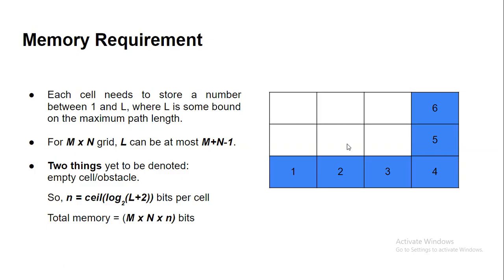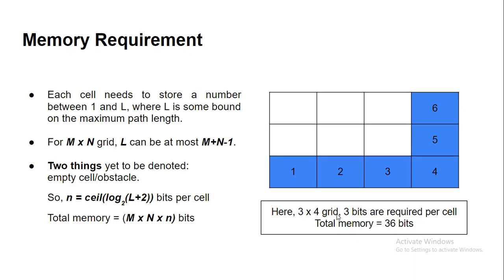In an m by n grid, how many cells do you have in total? We have m into n cells, and per cell needs n bits. So the total number of bits required is m into n into small n. For example, in this 3 into 4 grid, the critical path length is 6, 1, 2, 3, 4, 5, 6, and 2 additional things, cell is empty or cell has obstacle, total 8. So if you put 8 here, the number of bits you will get per cell is 3.